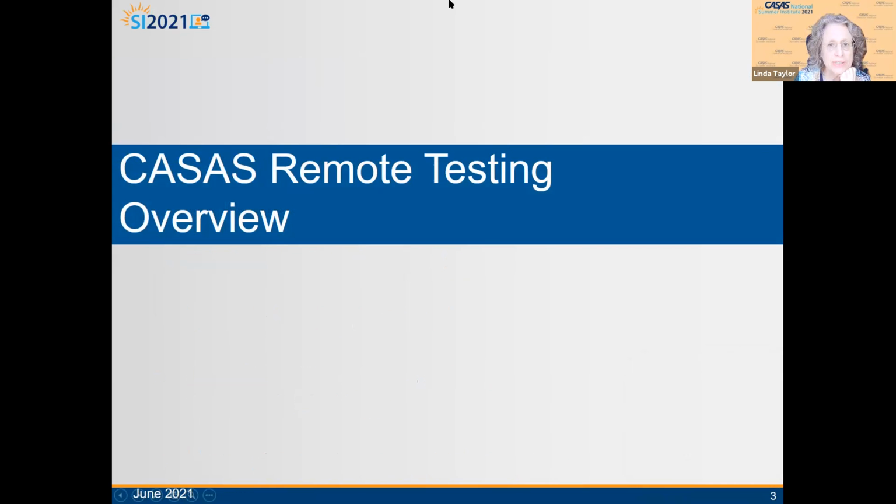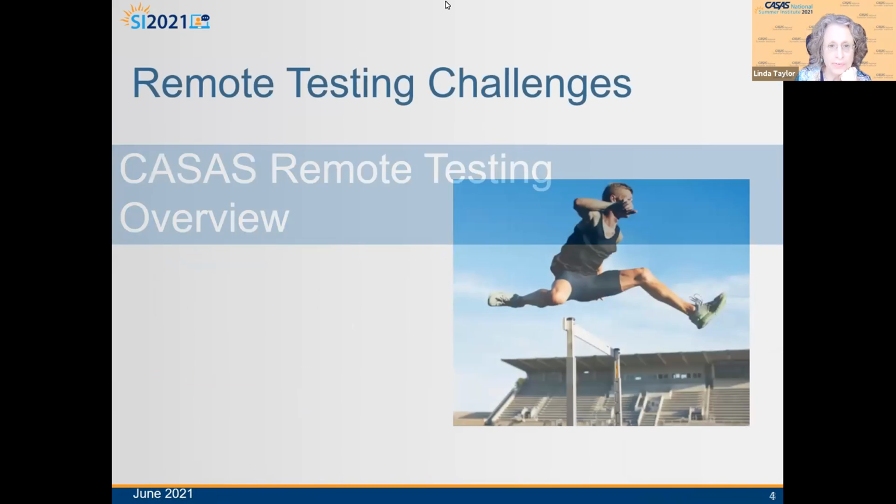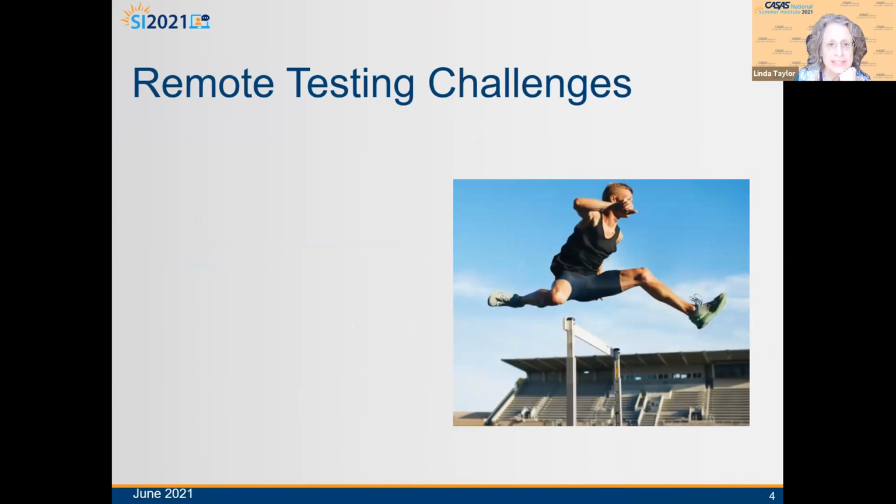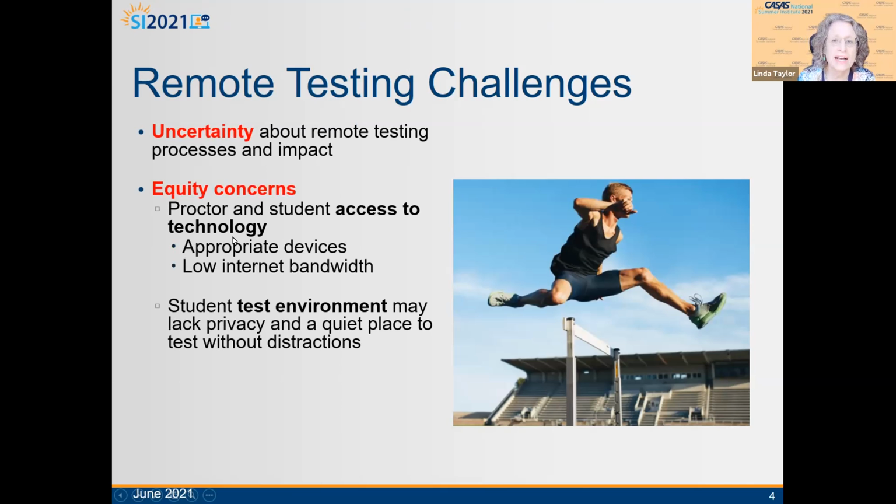So let me begin with this overview. We all can relate, I think, to the challenges about remote testing. Many of you have experienced uncertainty about how it might impact your program. What are these processes really like? And how would it play out in our program?